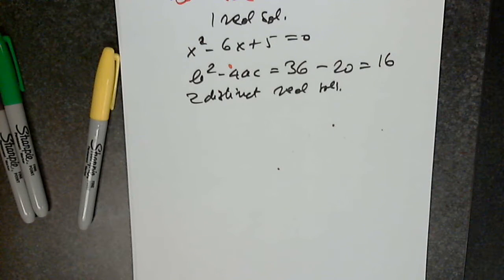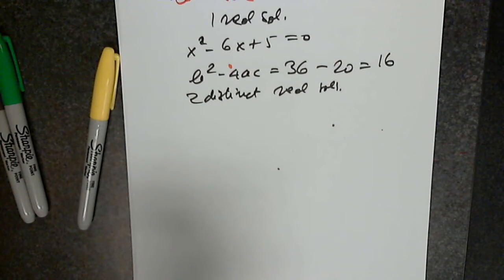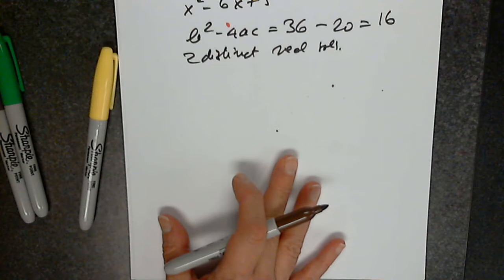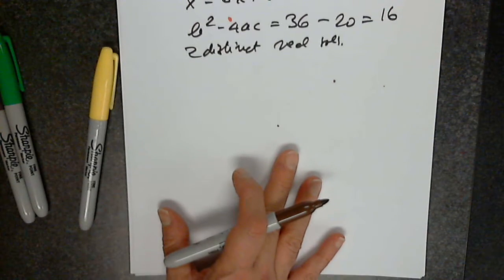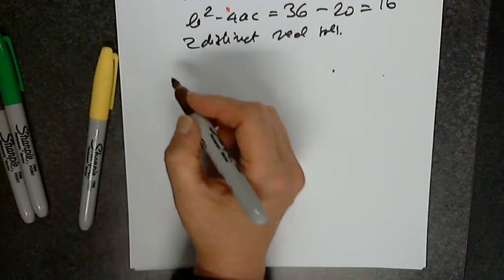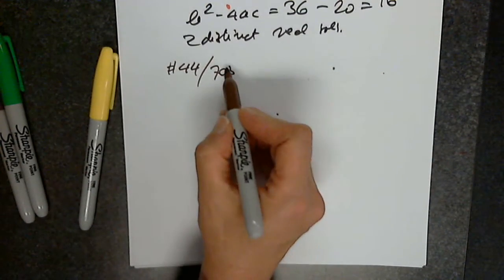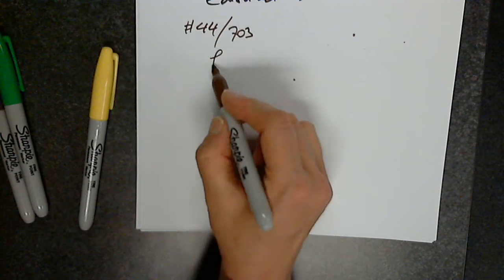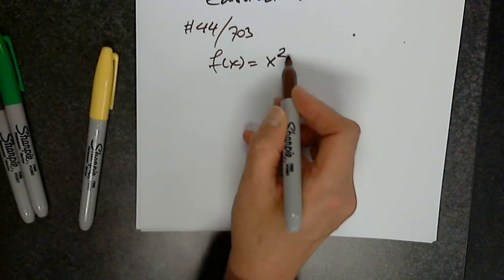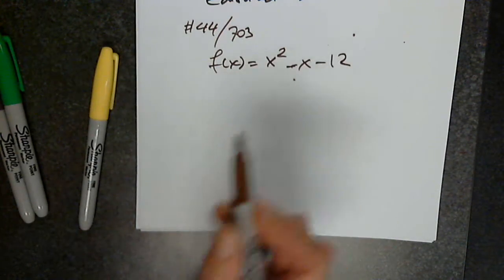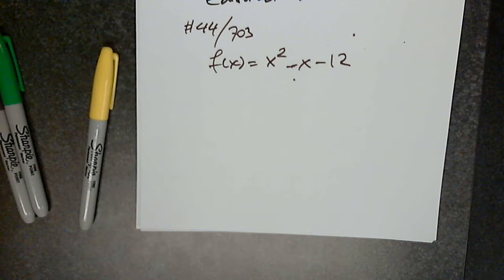So let's say on page 703, number 44 on 703. That is f of x equals x squared minus x minus 12. What do I have to find first?